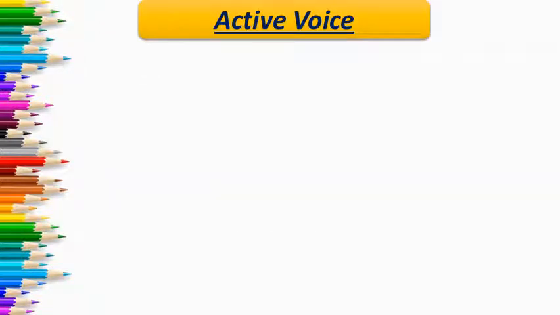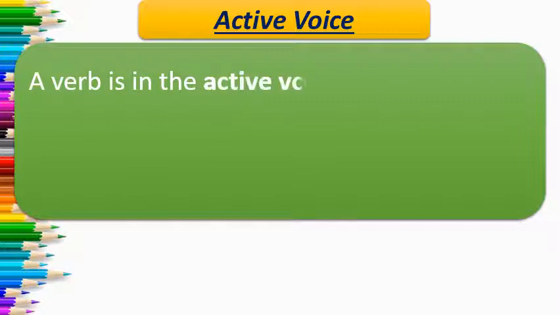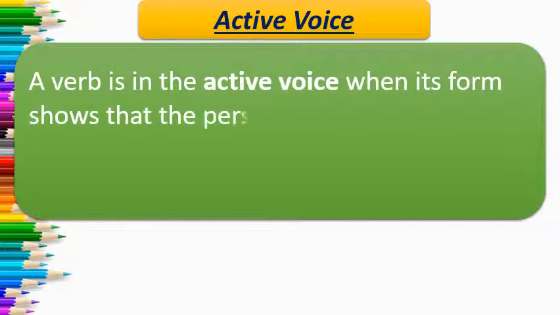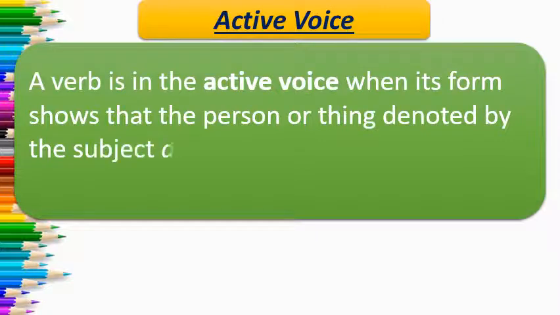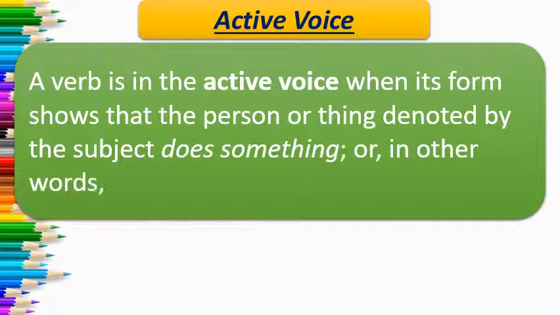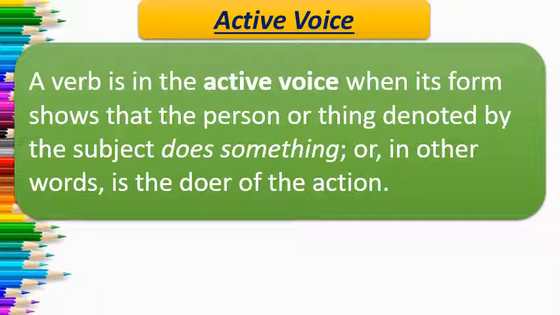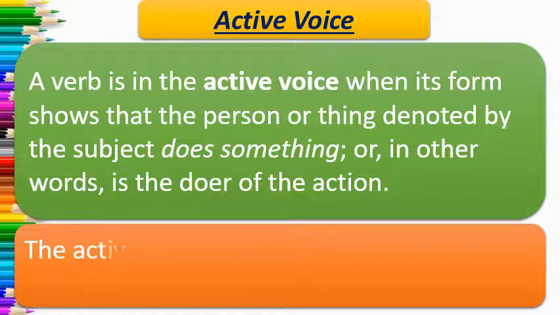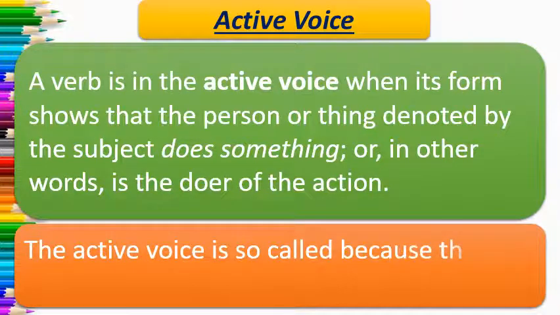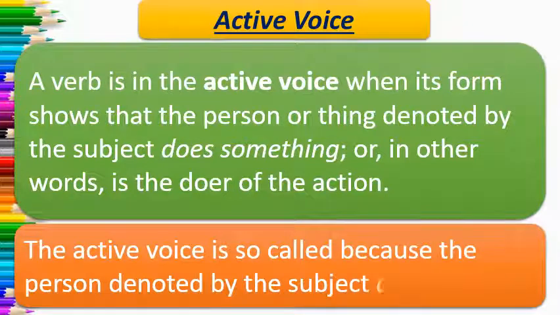What is active voice? A verb is in the active voice when its form shows that the person or thing denoted by the subject does something, or in other words is the doer of the action. The active voice is so called because the person denoted by the subject acts. Or in a simple way we can say that a sentence that has a subject that acts upon its verb is called active voice.